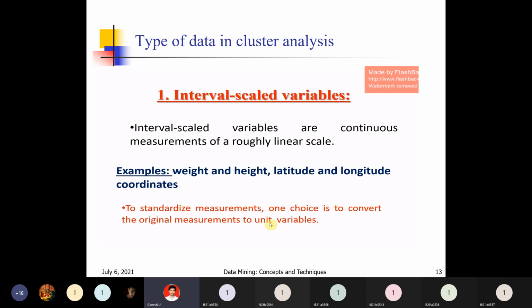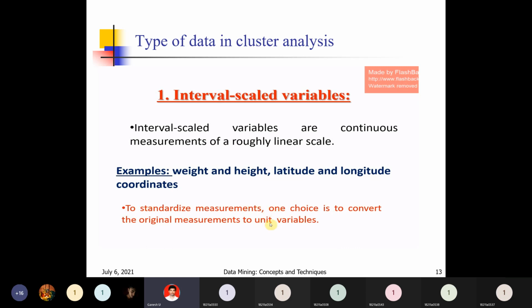Interval scaled variables are continuous measurements of roughly linear scale. Always, interval variable means continuous. Why? Because interval means 10 to 20, 30 to 40, 60 to 70, continuous measurements. Example, weight is a continuous attribute. Height is a continuous attribute. Salary is a continuous attribute. Latitude and longitude coordinates are also continuous attributes. These all come under interval scaled variables.